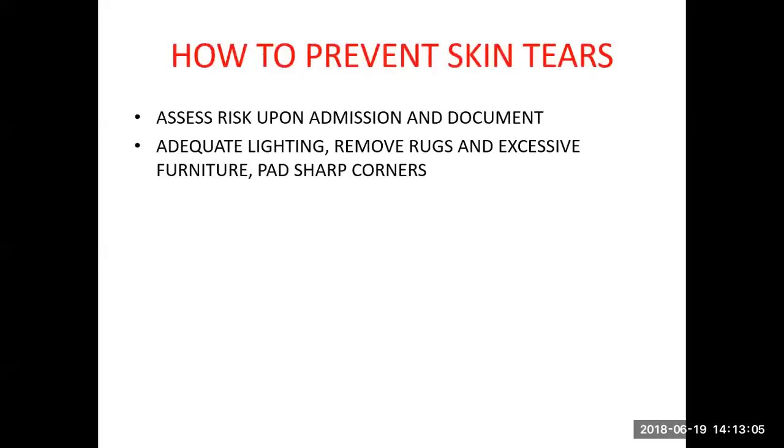Next thing is look at the room that they're in and the corridors that they're using. Is there adequate lighting? Maybe you should remove rugs and excess furniture. It might be possible to pad sharp corners. Poor eyesight can lead to residents bumping into furniture, falling. So take out anything unnecessary and make sure corridors are kept clear.